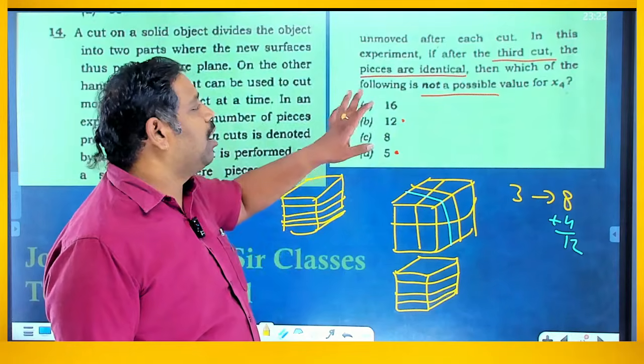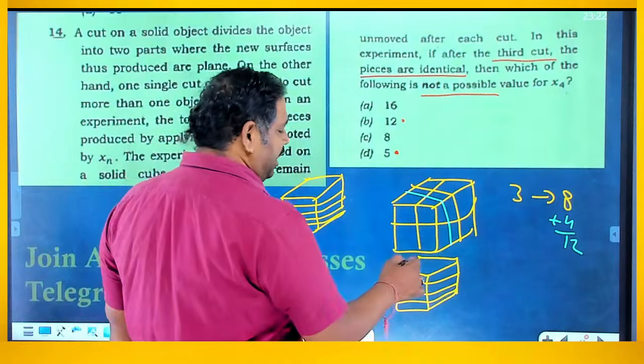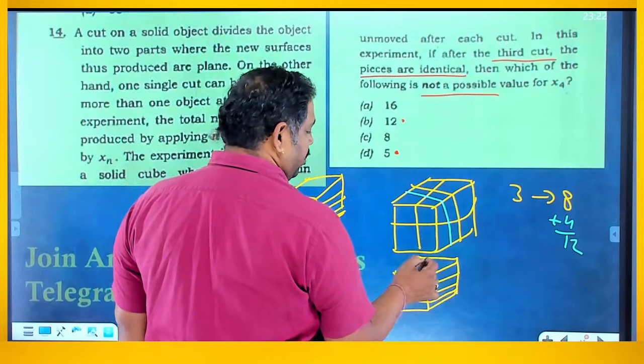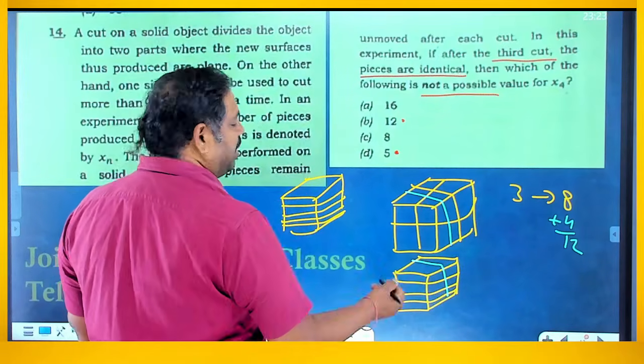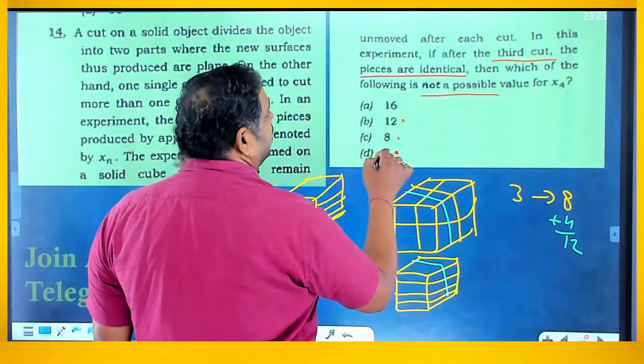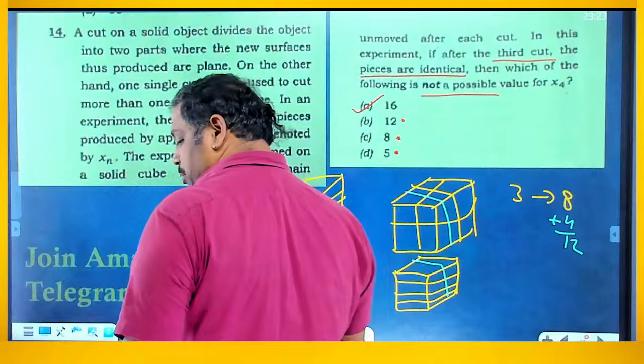All are identical. Observe, all are identical, he said, after third cut. But not said that all are cubes. That's why I can make cuts like this also. Now the next cut, if I make like this, then automatically these all will be doubled, right? So it will become 8. So that means that 8 is also a possibility. So which is not a possibility? That is 16 is not a possibility. Hope you understand, my dear boys and girls.